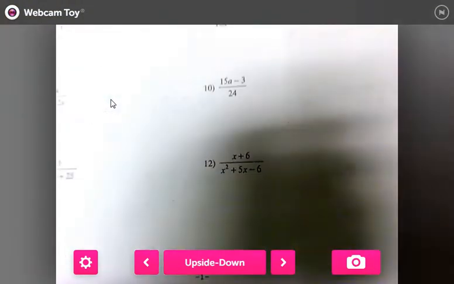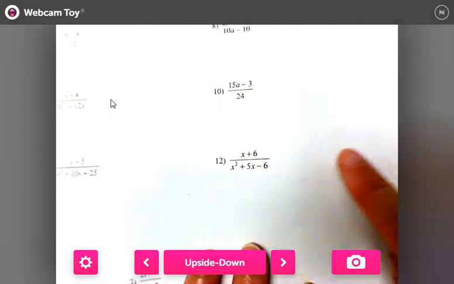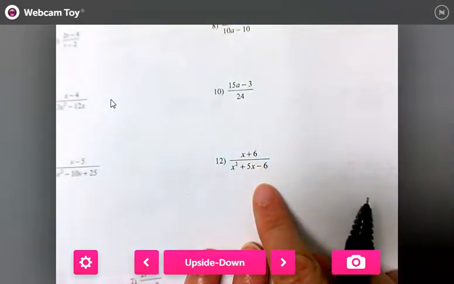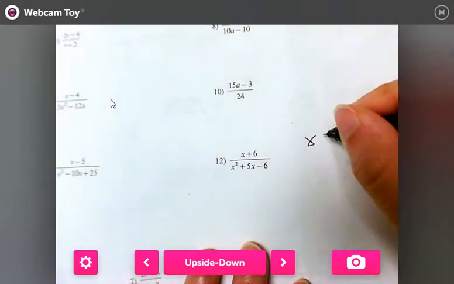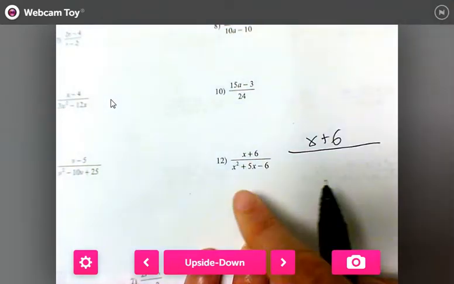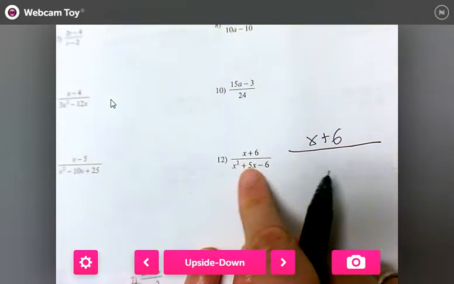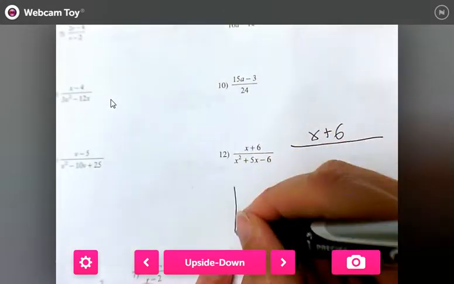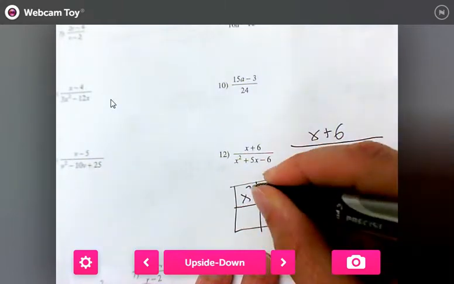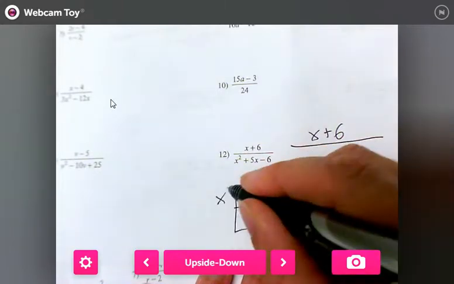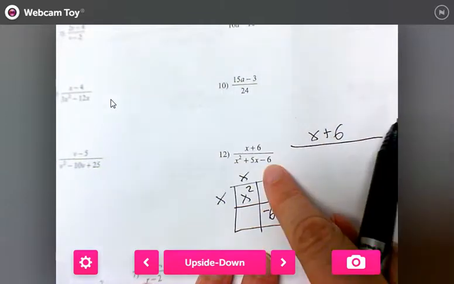Is there anything I can do to simplify the top? No, we're just going to leave it as x plus 6. Okay, so the bottom. We have x squared plus 5x minus 6. That's when we start factoring again. This is a Punnett square one. So I have x squared and negative 6. What times what gives me negative 6 but adds together to give me 5?